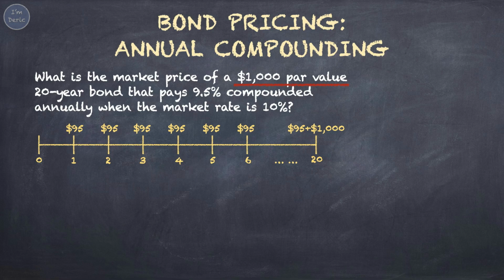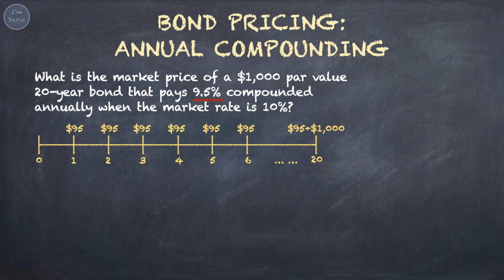$1,000 par value. This is the future value that you will receive at the end of the maturity date after 20 years of investment. This is also called the face value. 20-year bond represents the maximum period of this investment. After 20 years, this investment will come to maturity.